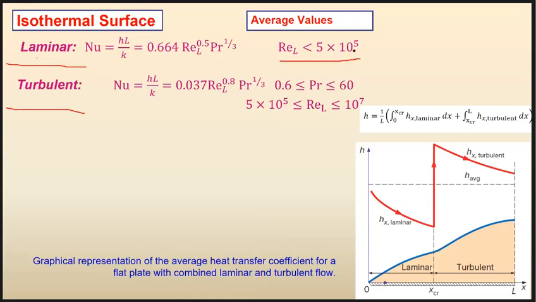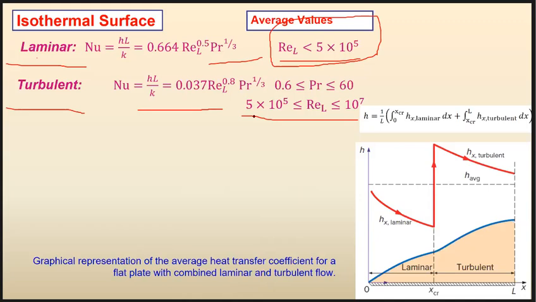So first you need to calculate the Reynolds number. If your Reynolds number, based on the length of the plate or based on the location up to which you want to calculate heat transfer, is less than 5 times 10 to the 5, then you use these. If the Reynolds number is larger than 5 times 10 to the 5, so it's not laminar anymore, and it's smaller than 10 to the 7, you use this equation.